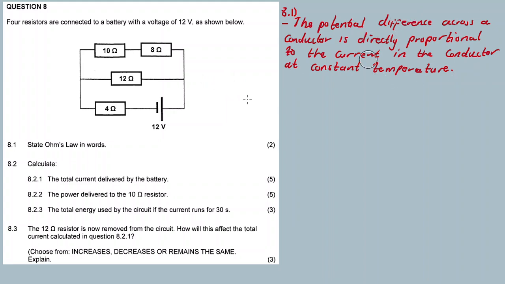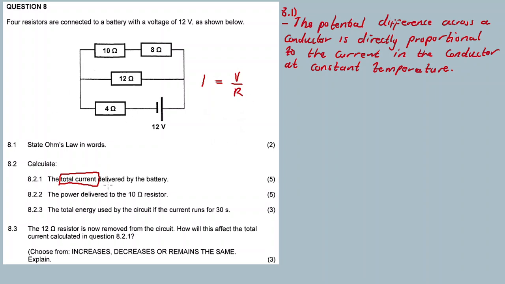Now we come to 8.2, where we calculate the total current delivered. Since they want the total current, you will apply Ohm's law. One person can write Ohm's law as R is equal to V over I, another can say V is equal to I times R. It's one and the same thing, just the formula manipulated. So I will express it this way.